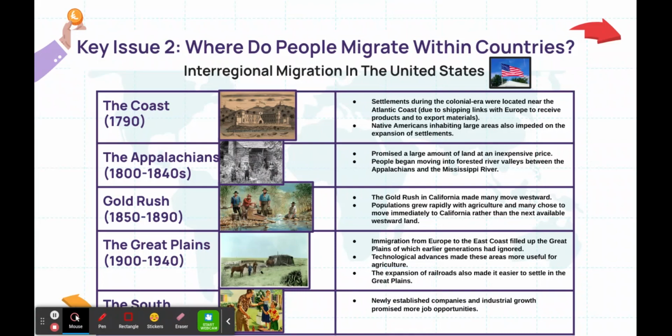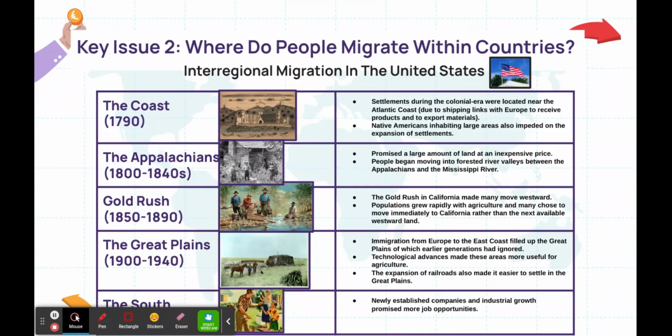They were promised a large amount of land at a very inexpensive price. Similar to that, instead of moving to the next westward land, during the gold rush between 1850 and 1890, pioneers moved immediately to California because of the discovery of gold.